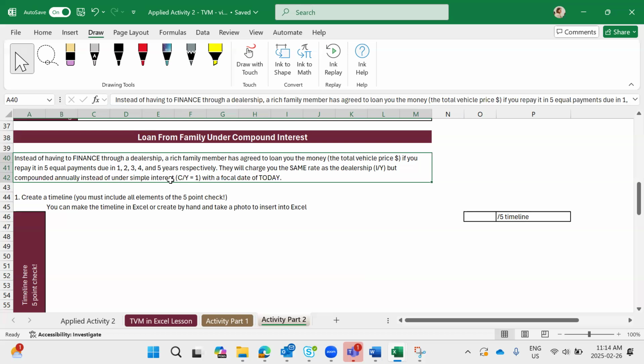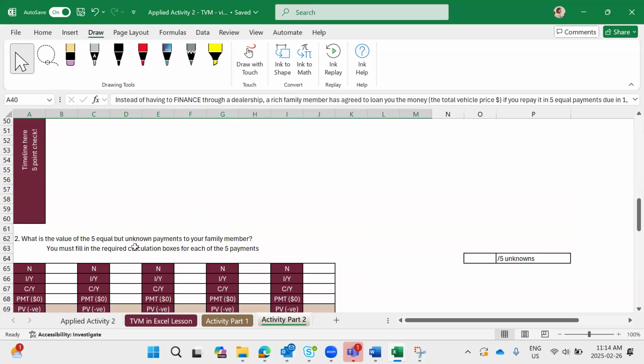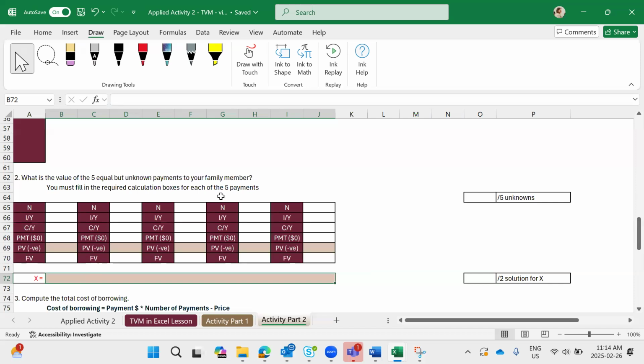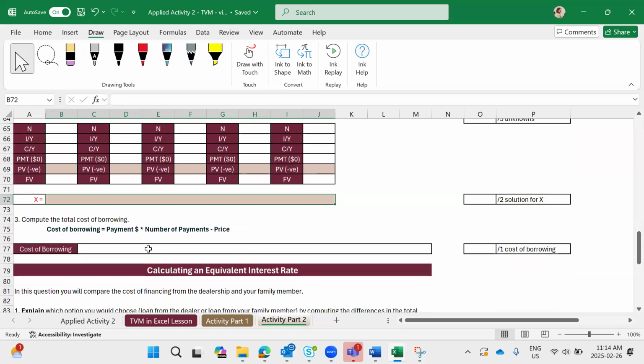You'll have to use the same trick we learned in class. What I mean by that is remember in class we'd put in 1 for the future value because that's the coefficient in front of the X and solve for the PV. You'll use that same trick except now there'll be 5 X's instead of just 2. So here's where you can put your work to find the size of the payments if you borrow from a family member. And then just like you did before, you'll find the total cost of borrowing from the family member.